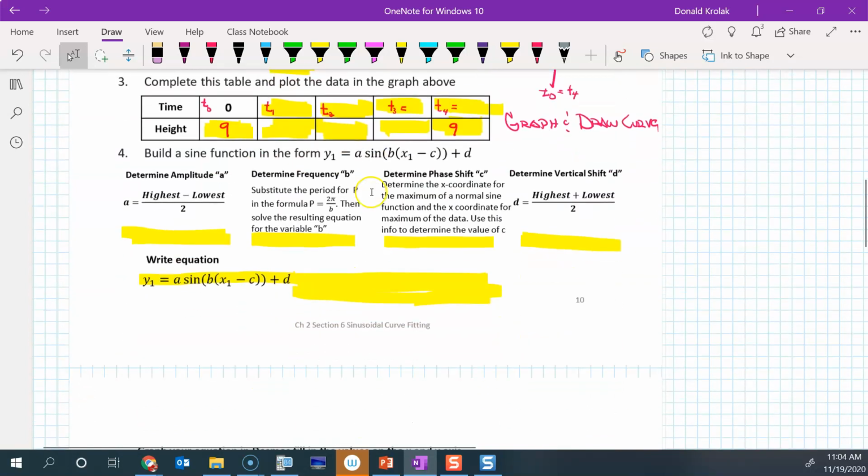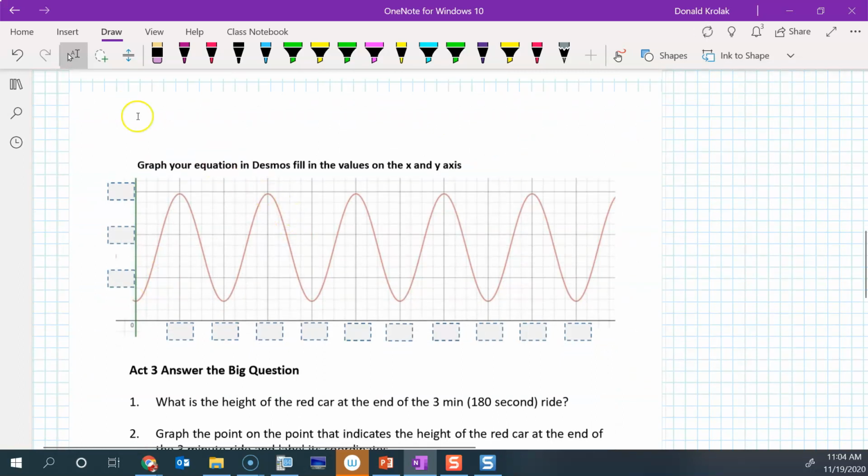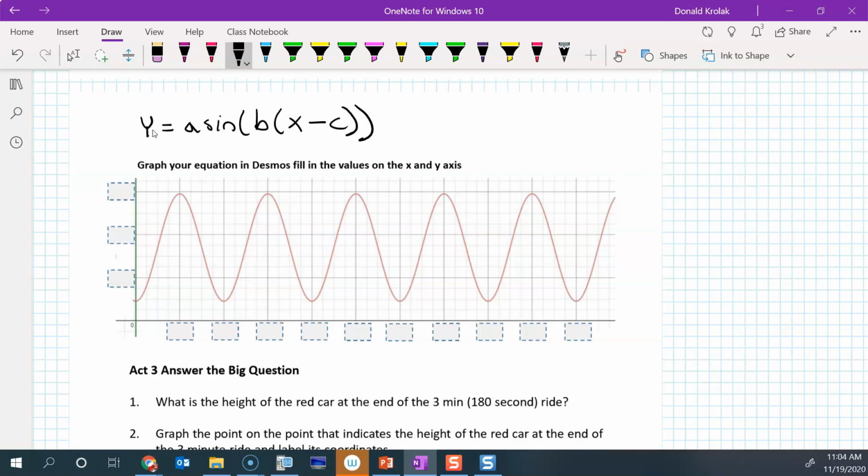Okay. Once you've got that equation, you're going to go to Desmos and enter whatever that equation was. So you just open up a regular Desmos file and enter the equation that you came up with, whatever it is. And you're going to get a graph that looks something like this. You are going to fill in then, what are these numbers? And then what are these numbers?